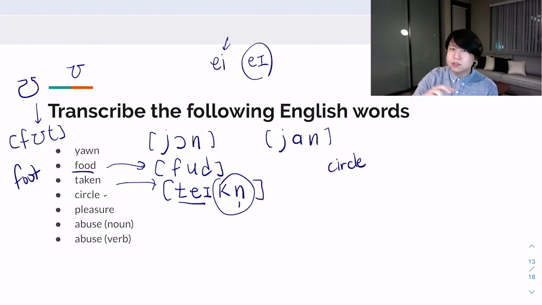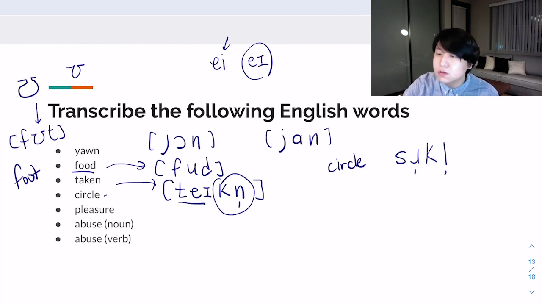Circle. Two syllables again. The first syllable, sir, starts with S and has a syllabic R as its head. The second syllable, ko, starts with a K sound. Here, this is not a vowel. This is a consonant L, but syllabic. So there are two syllables, circle. Both of them are syllabic consonants.